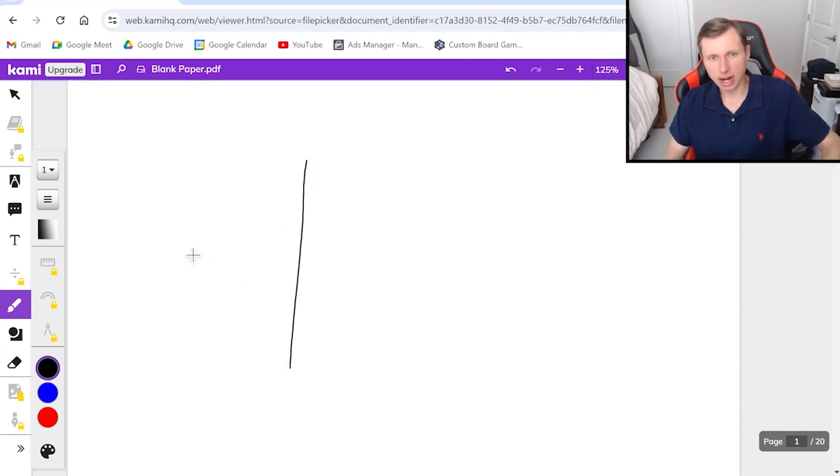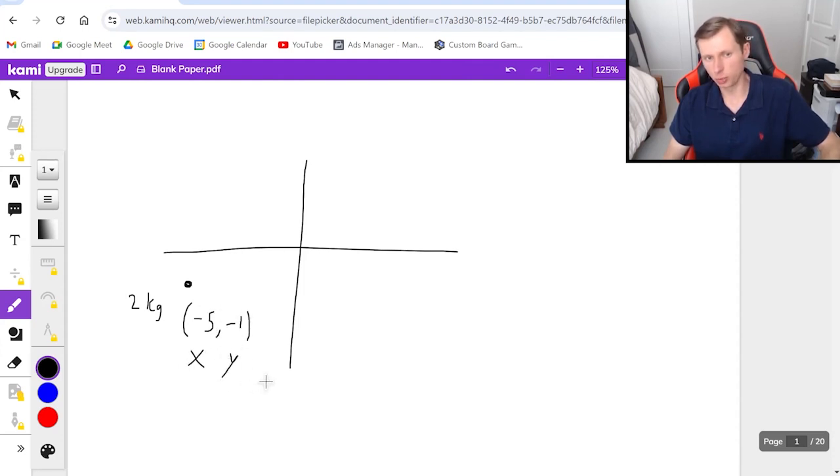So let's say for our first example, I have a coordinate grid with 3 points on it. First, I have a 2 kilogram mass, which is at the coordinate point -5, -1. Remember that's x, y. Over here, I have a 3 kilogram mass, which is at the coordinate point 4, 2.